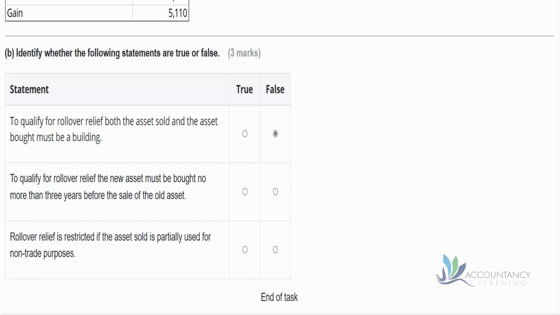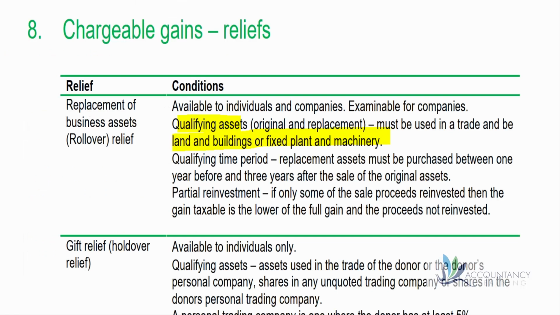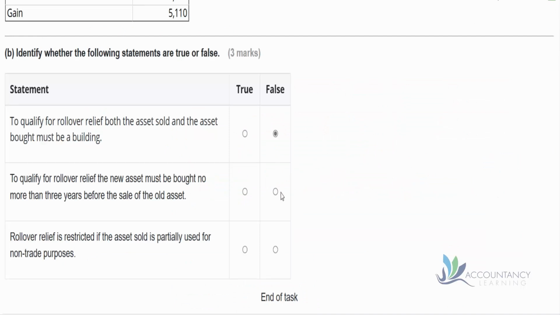And so this statement is saying that to qualify for rollover relief, the new replacement asset must be bought no more than 3 years before the sale of the old asset. Well, what do the reference materials tell us? There is a qualifying time period: replacement assets must be purchased between 1 year before and 3 years after the sale of the original assets. So that means that the statement is false.